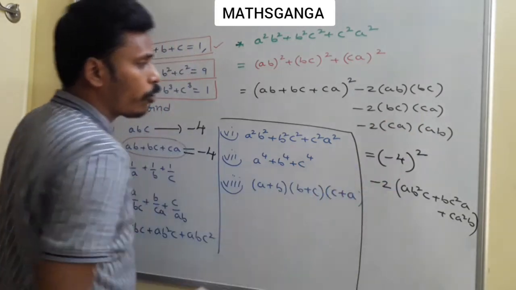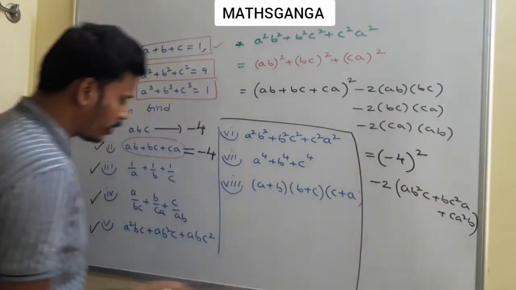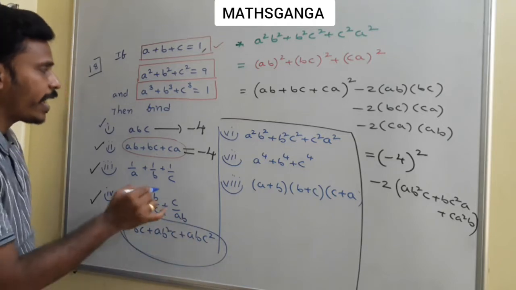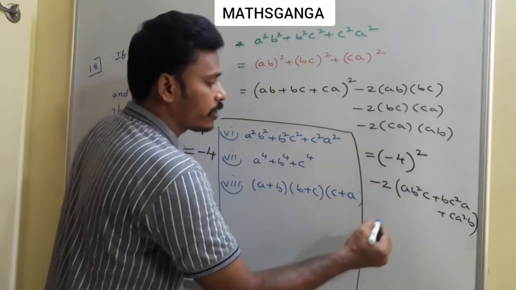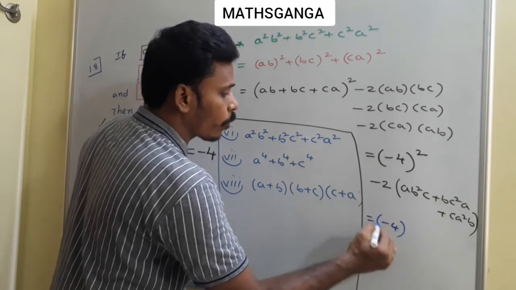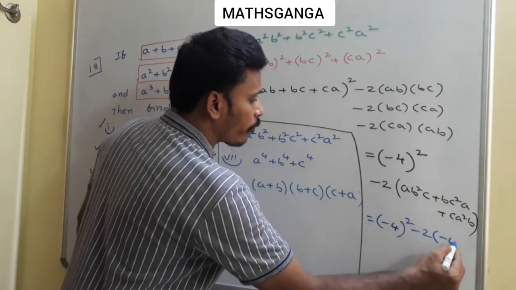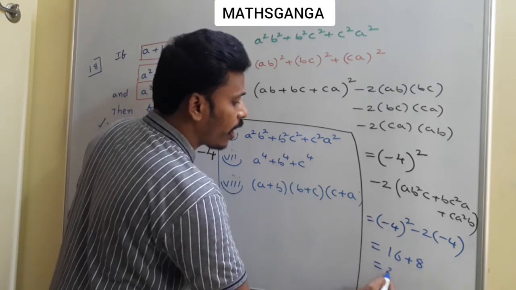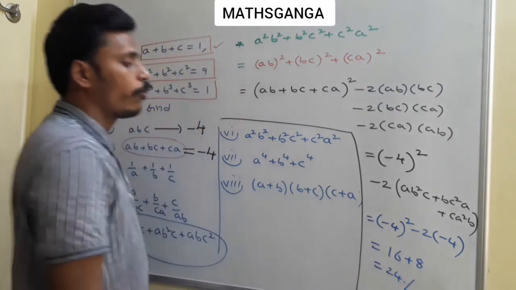From these three, if you common out minus 2, in the bracket I have this fifth expression again. What is its value as we found? Again it has minus 4, right? So, you need to replace it with minus 4. Minus 4 square minus 2 times minus 4. So, this is 16 plus 4 2 is 8, and your value is 24.